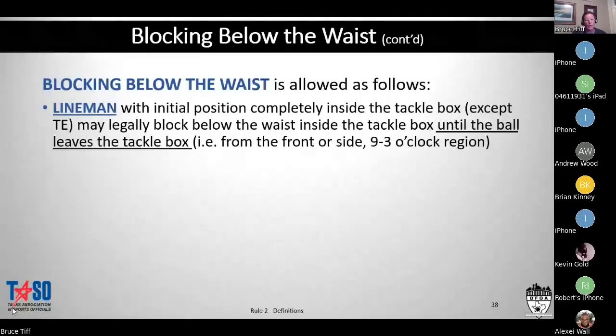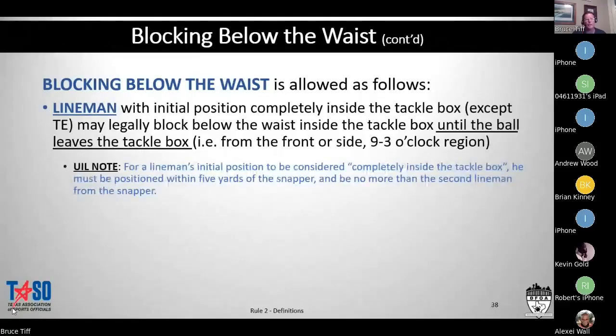Here's the exception. For a lineman's initial position to be considered completely inside the tackle box, he must be positioned within 5 yards of the snapper. Remember that box goes 5 yards left and right, and he must be no more than the second lineman from the snapper. So what they're saying there, using the common terms, is unless he's a guard or a tackle and completely inside the tackle box, he's not considered able to block from the front and side. So I use that tight end reference. The tight end would be the third lineman from the snapper. Therefore, we would not consider him able to block from the 9-3 region. He would be restricted.